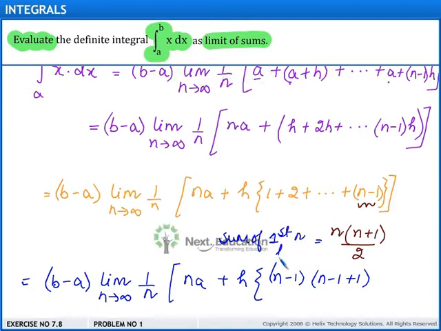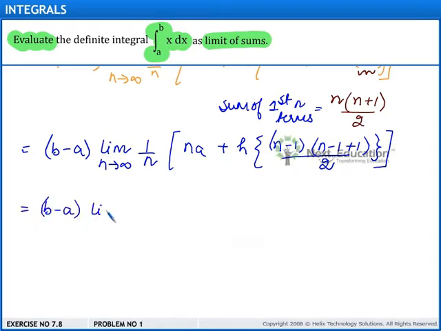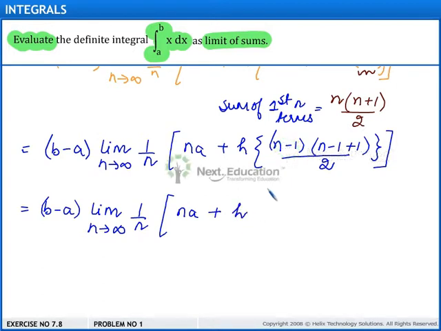since this is the sum of the first n terms, and this is divided by 2. So this is equal to (b minus a) into the limit of 1 upon n as n approaches infinity, of na plus h into, from here we get, n into (n minus 1) upon 2.